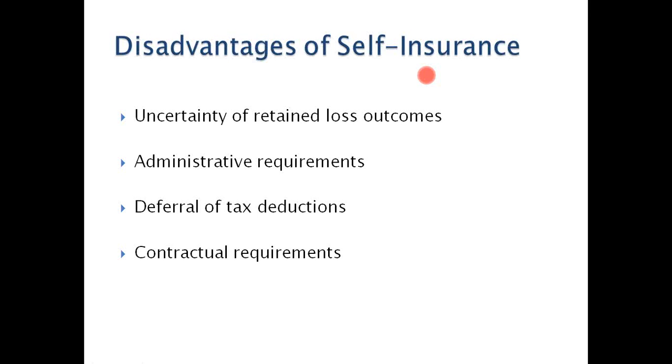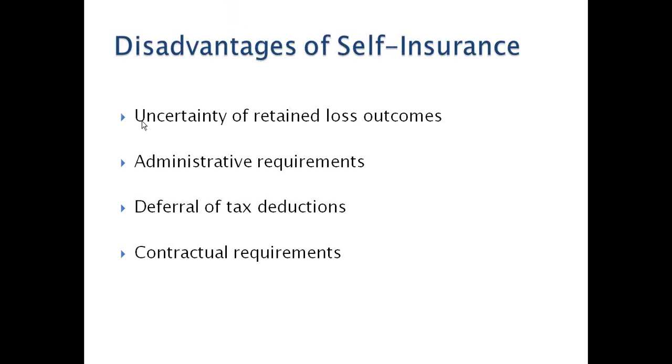The disadvantage, of course, is the uncertainty of retained loss outcomes. If you buy insurance and you're paying $100,000 a year, that's all you're going to pay during that year. If you're self-insured with a self-insured retention of a certain amount, you may have several hits at, say, $50,000, which means you have some uncertainty, so you may retain more. Some years you may do really well and do better than your insurance premium would have been, and some years you may have more losses, so there's that uncertainty that goes with it.